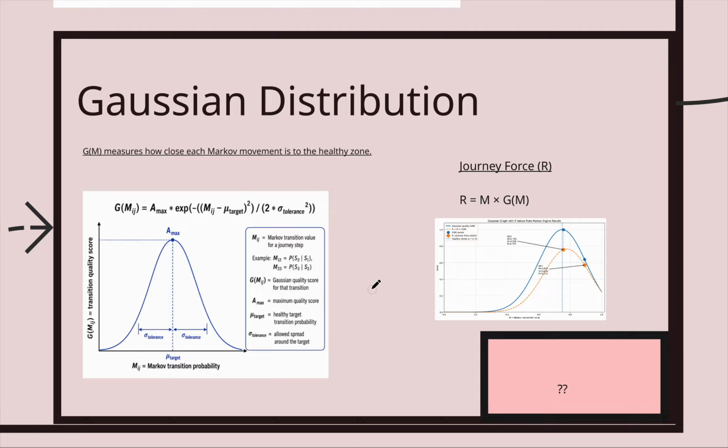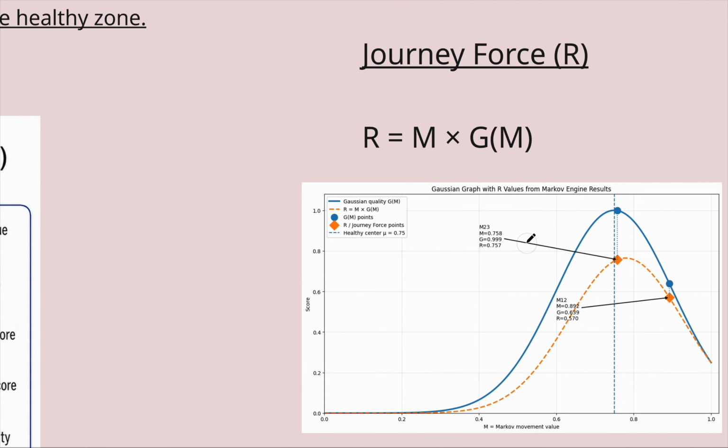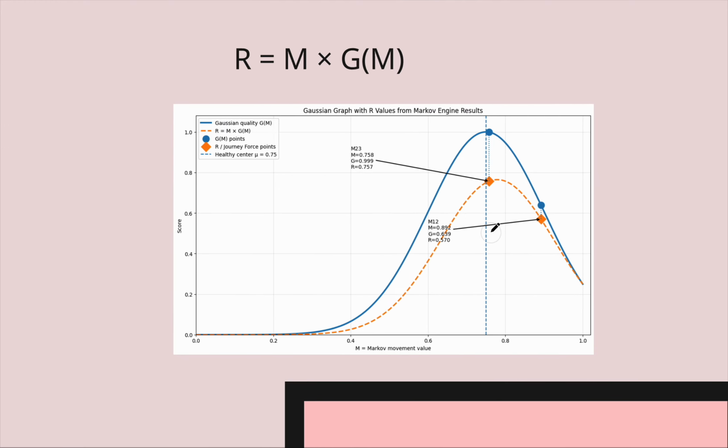Then, after defining the GM values, we could study the journey force of the average customers. So in my case, GM12 is 0.63 and GM23 is 0.999, as you can see.